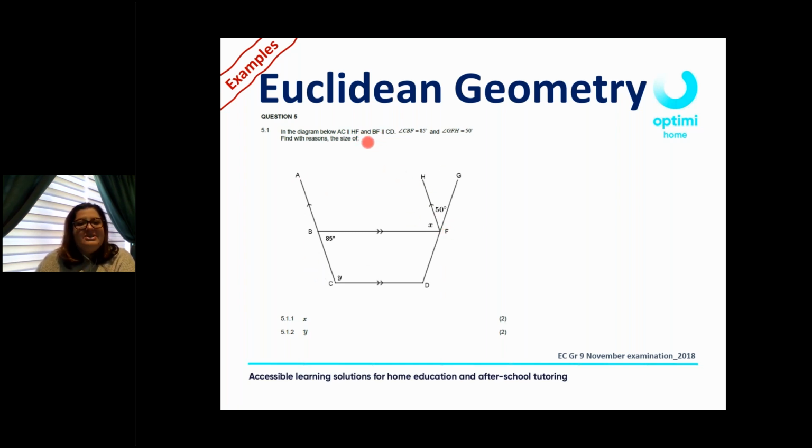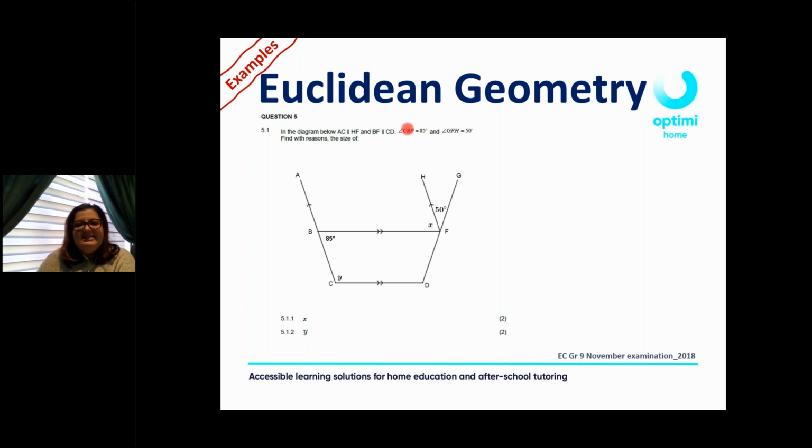Okay, then they also say that BF, the line BF, which is over there, is parallel to the line CD. And they've also indicated that for us. So do you see both of them have two angles over there? So one arrow, and then two arrows over there.